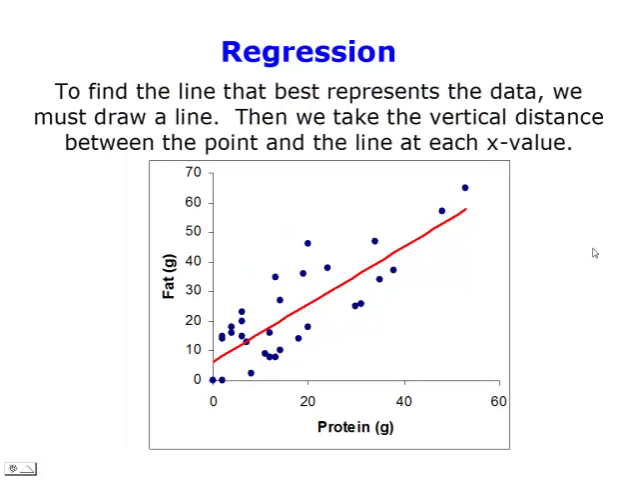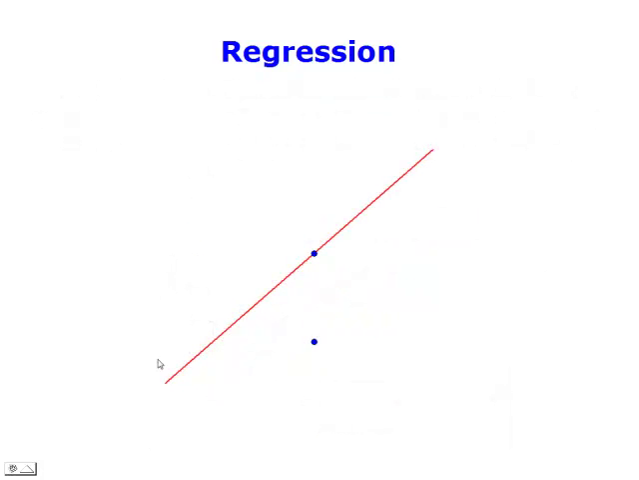To find the line that best represents the data, we must draw a line. Then we take the vertical distance between the point and the line at each x value. So if we zoom in on this portion of the graph, we have a line, we have our actual x and y value right here, and then we have this point that's on the line for that x value. What we're going to do is look at the distance between these 2 points. This is called residual. And the formula for residual is y minus y hat.